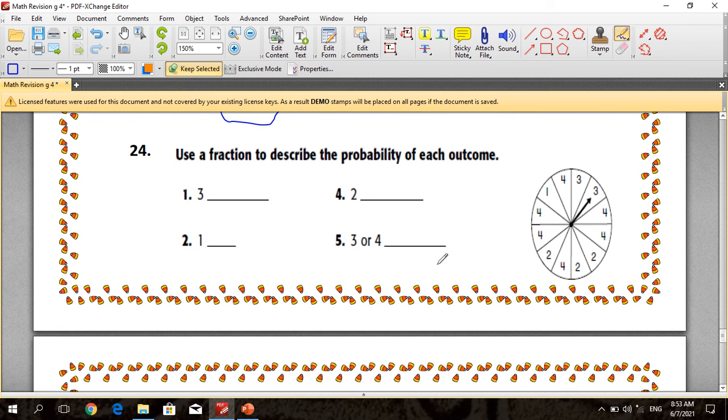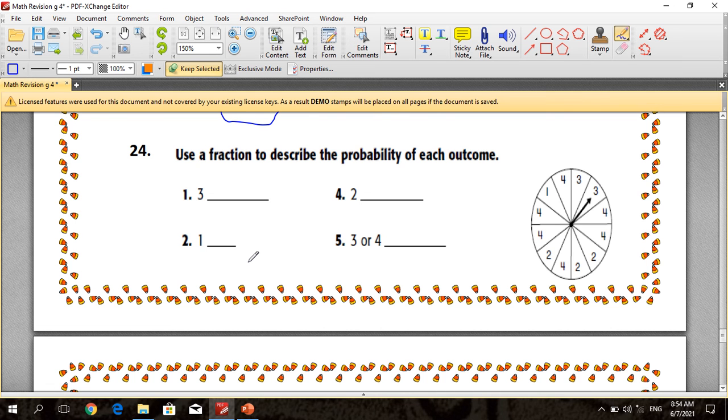Okay, let's see question number 24. It's about probability. Here he wants from you to use a fraction to describe the probability of each outcome. So he wants you to represent this probability by using a fraction. The first question he asks, what is the probability that you will get number 3?